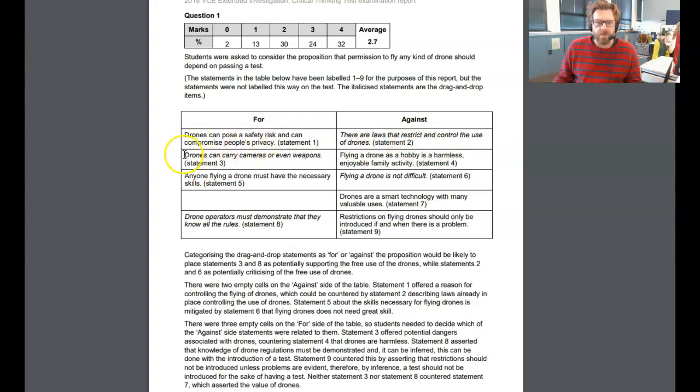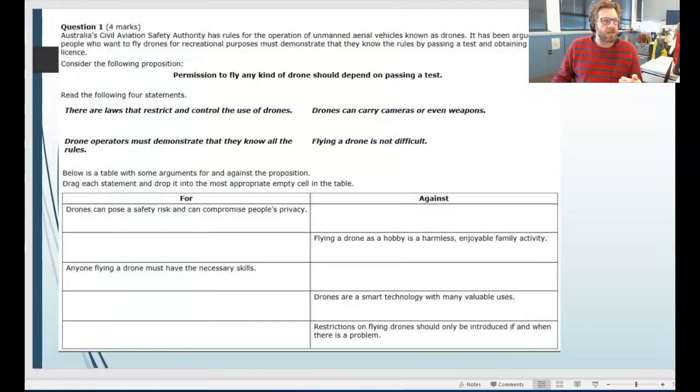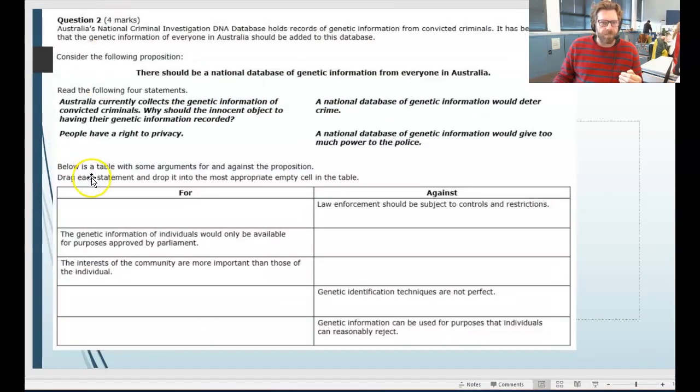So you can see that here again. Drones can carry cameras or even weapons. So it's saying that we need a test because drones are dangerous, and also cameras, meaning invasion of privacy. Whereas the against, or the rebuttal here, is flying a drone as a hobby is a harmless, enjoyable family activity. So it's saying, no, they're not dangerous at all. That's just overblown and beyond the pale. Okay, I won't continue on, but as long as you're clear that this is the first question you'll be asked in the critical thinking test, and the second question usually will be asking you to do something along those lines.